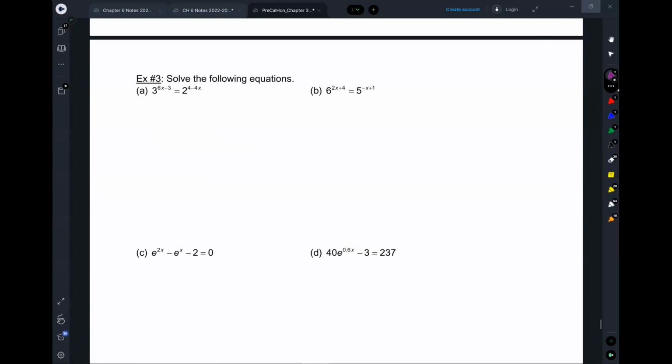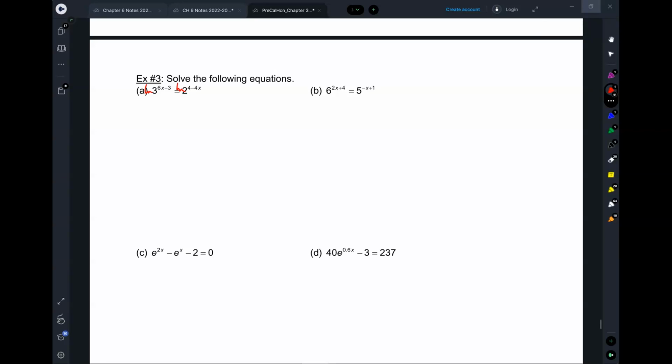Okay. So now here we have an issue. The issue here is we have powers on either side, but they're not the same. And there is no way I can write 3 or 2 in terms of the other, right? Like we did in the first page. So here we have to do something different. What we have to do is take the ln of both sides.